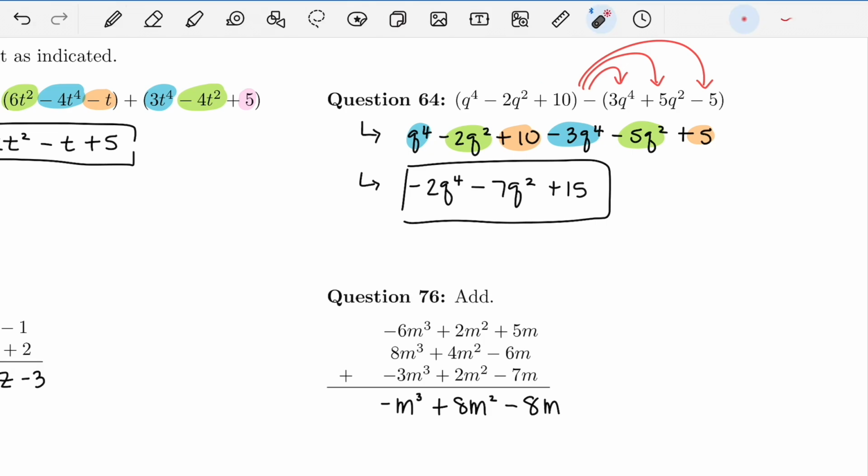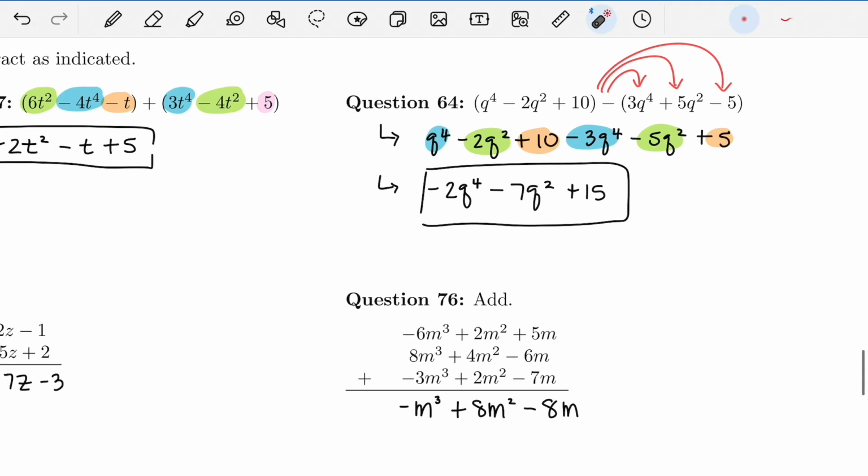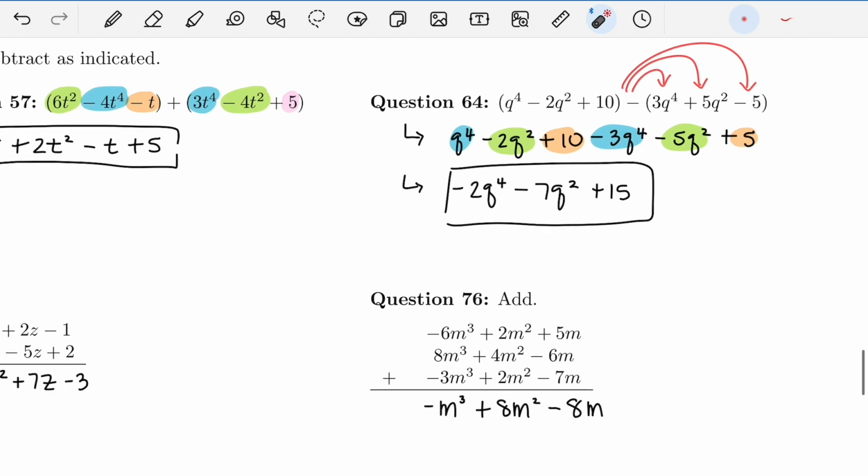Okay. So sometimes adding in vertical form is a little bit easier, so we can easily see all of our like terms. They're laid out in the columns like this.